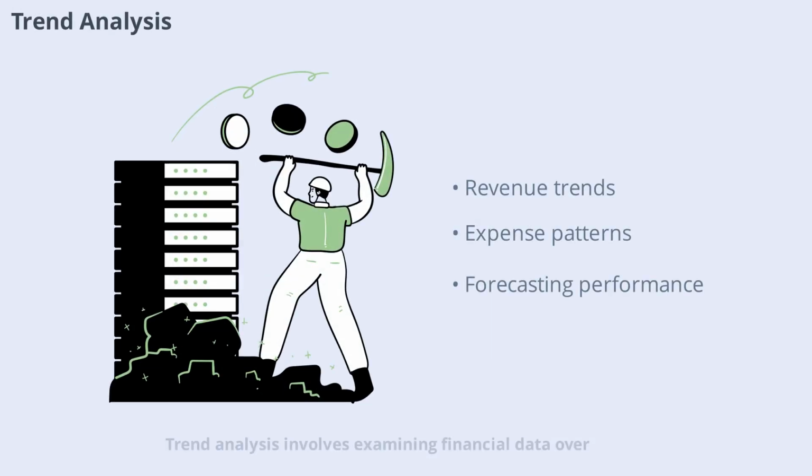Trend analysis involves examining financial data over multiple periods to identify patterns and changes. By tracking revenues, expenses, and profits over time, analysts can spot growth, decline, or stability. Trend analysis helps forecast future performance and support strategic planning. It's particularly useful for detecting emerging issues or opportunities, enabling proactive management. Consistent trends indicate reliability, while sudden changes may require further investigation.